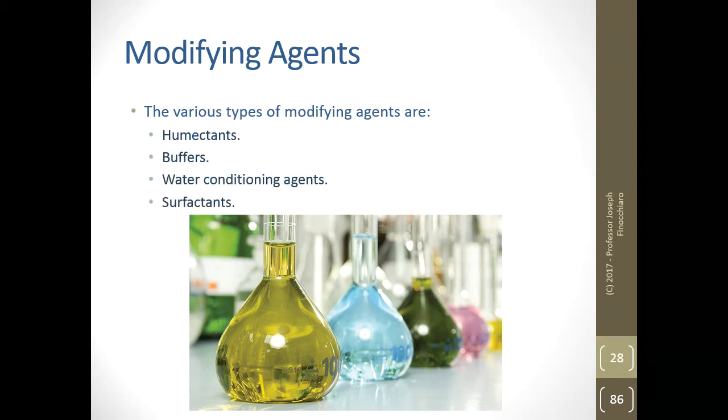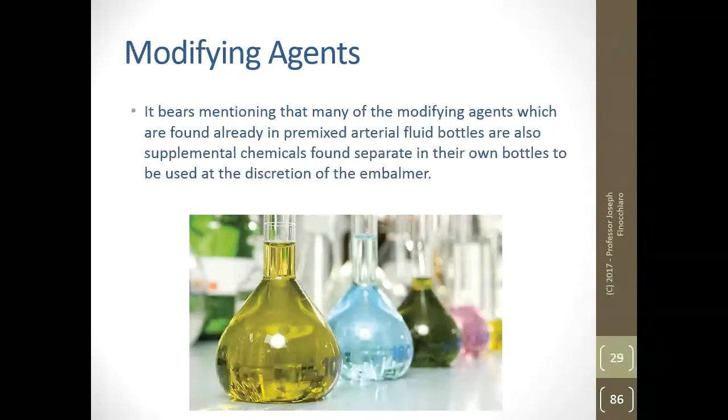So what type of modifying agents do we have? We have humectants, buffers, conditioning agents, or water conditioning agents, and surfactants. Bears mentioning that most of these are already found in arterial fluids. Okay, that's why you're buying this pre-mixed stuff. This is already pre-mixed with a certain intent in mind, so that you don't need to add stuff to it.